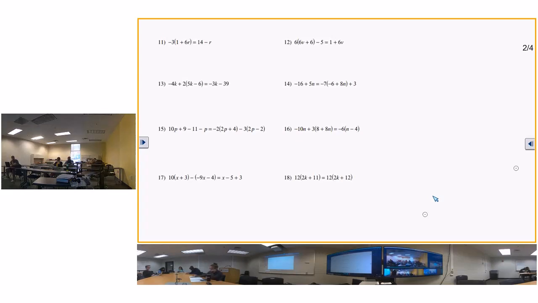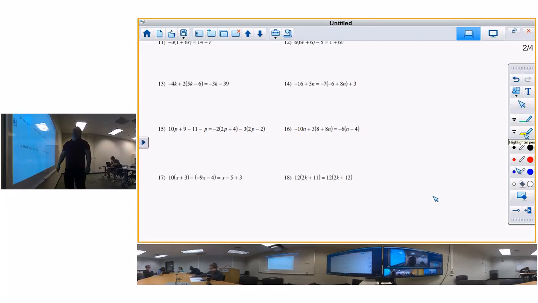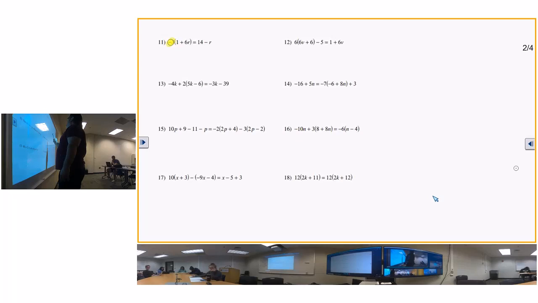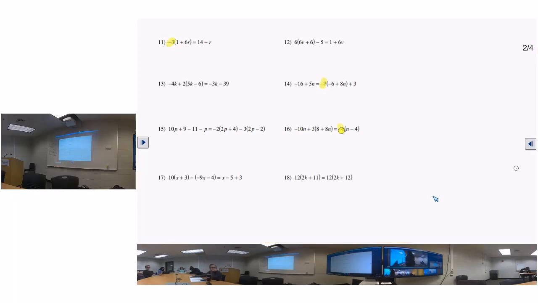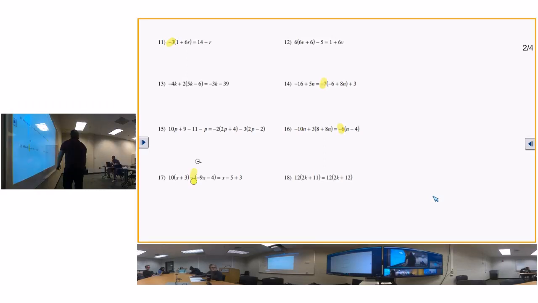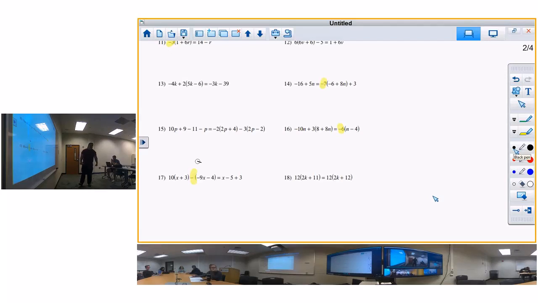All right, let's do this. I'm going to show you what those four have in common. What do they have in common? All four of those have a what in front of the parentheses? A negative. Does that change things? Yes. A positive, it doesn't matter, but a negative changes things. So let's do number 15, and then I'll let y'all pick one of those.